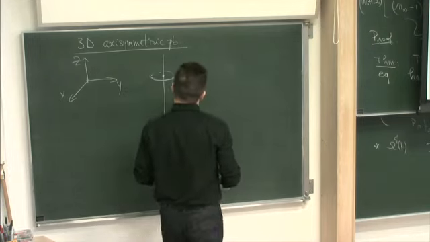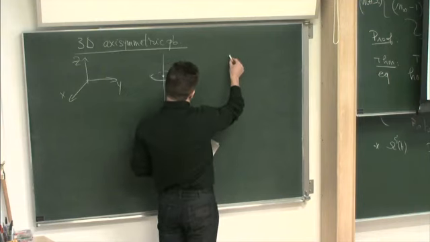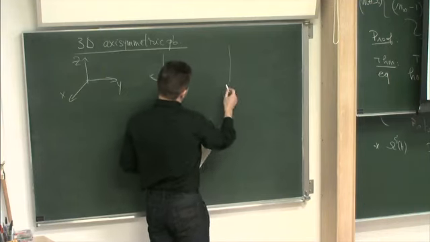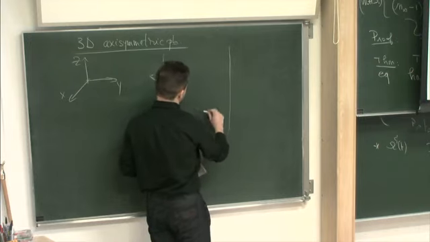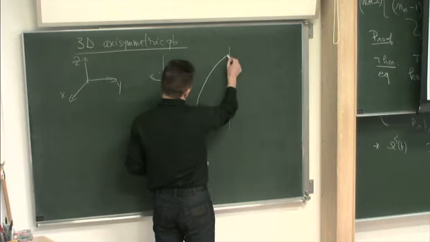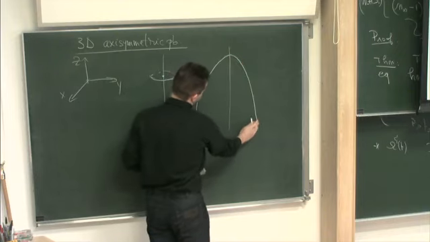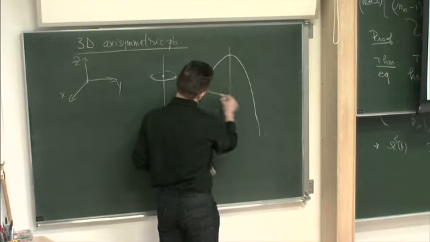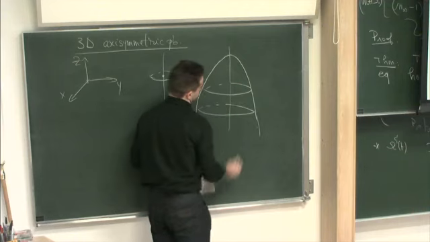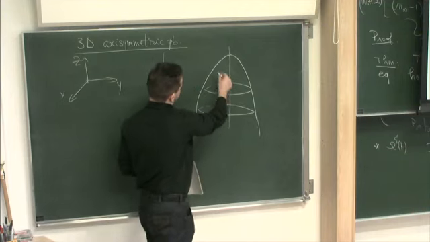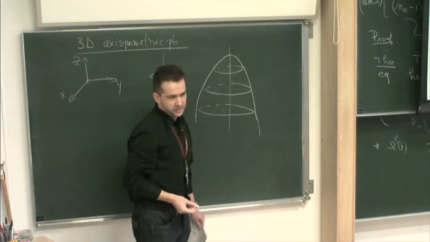And so we should imagine that maybe the free surface is a surface of revolution around the z-axis. Yes, so something like this. You sort of see what I mean.